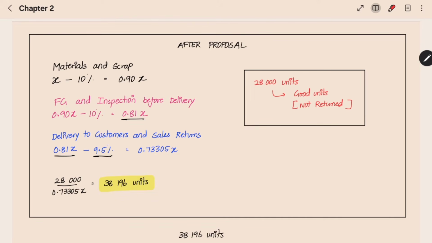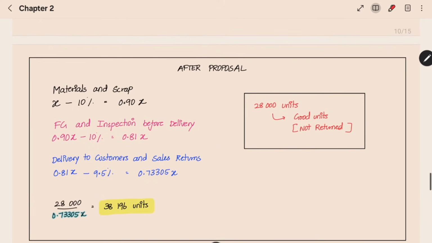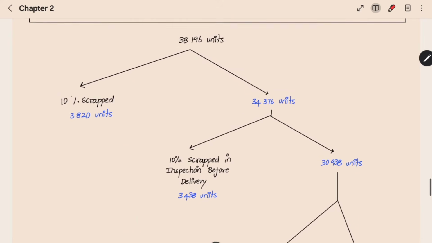Out of that, 9.5% will be sales returns. Now, this much is the good units. So, after the proposal, the good units equivalent is 0.73305x. Now, we are going to find out what is the 1x value. 0.73305x will be equivalent to 28,000 units. So, 1x how much will it be? That is what we are finding out. 28,000 divided by 0.73305. This is the total number of units which we purchased as material. The x value is 38,196. Here is the chart.